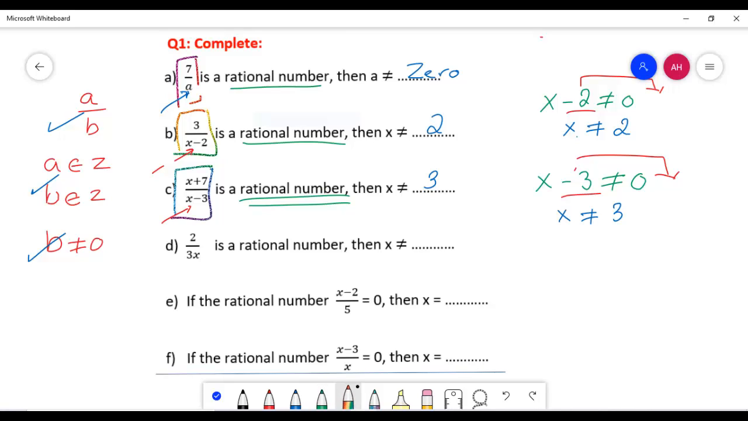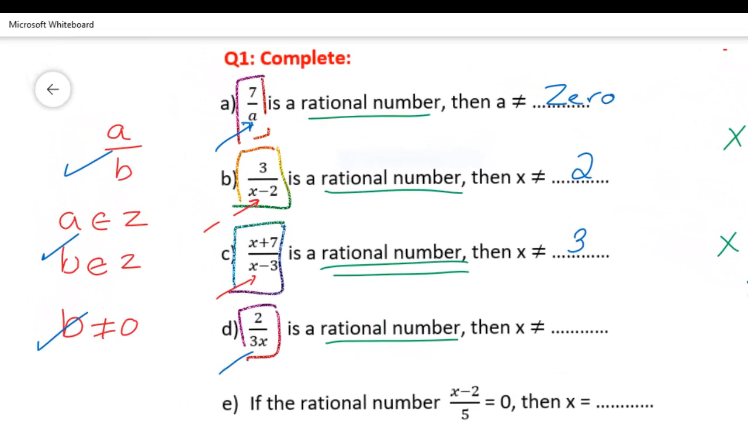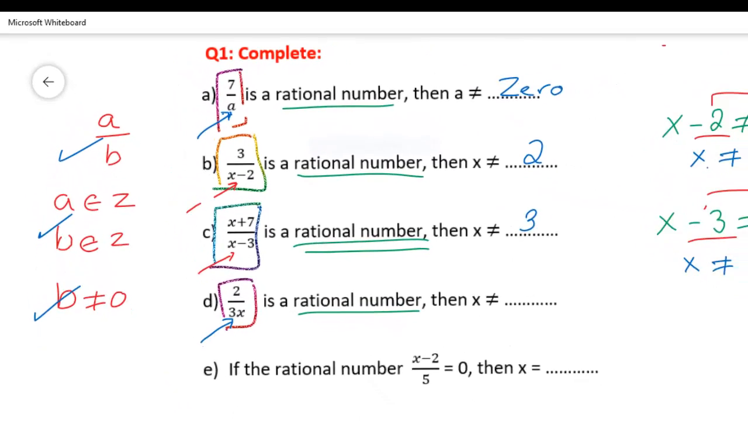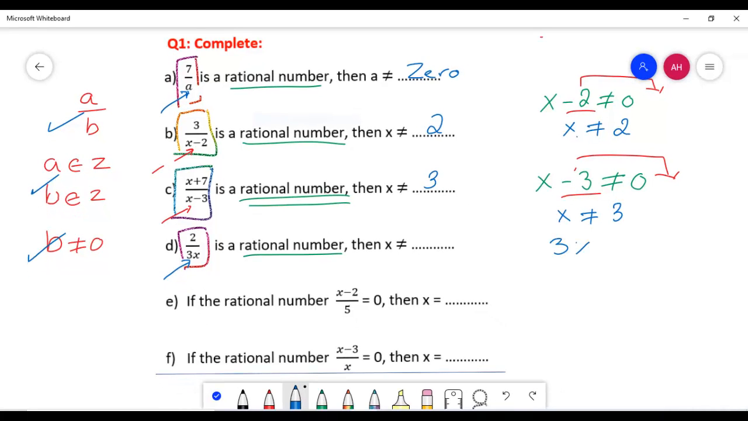In number d, 2 over 3x is a rational number. Then x is not equal to. In this case, already he gave me the fraction, and he's telling me that this fraction is a rational number. And we said that the most important condition for a fraction to be a rational number is that my denominator, which in this case is 3x, should not be equal to 0.